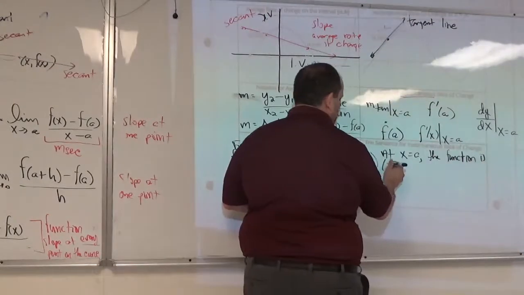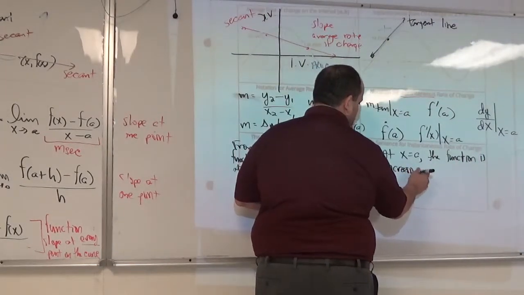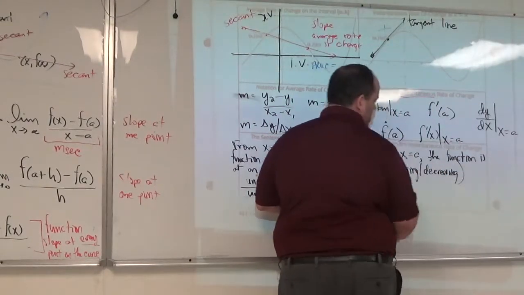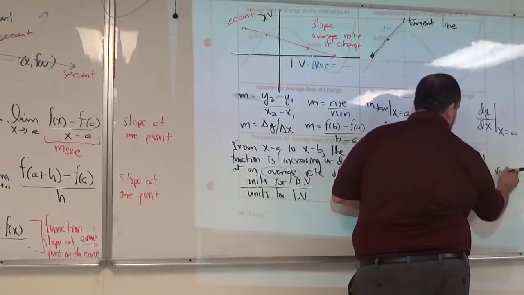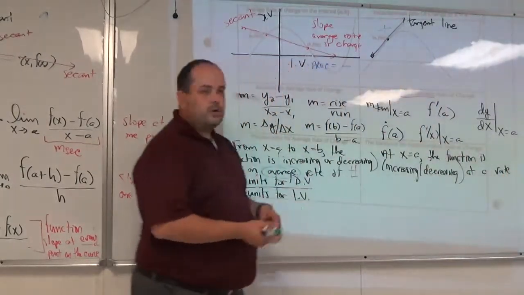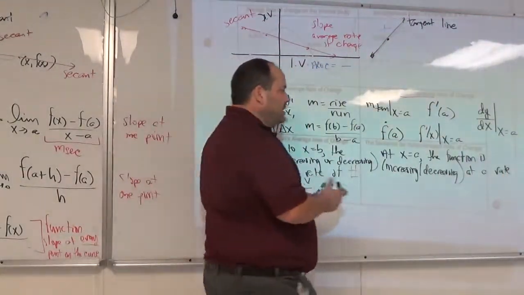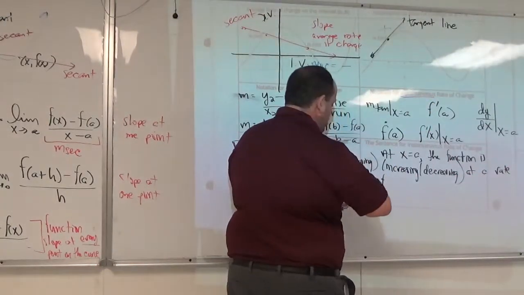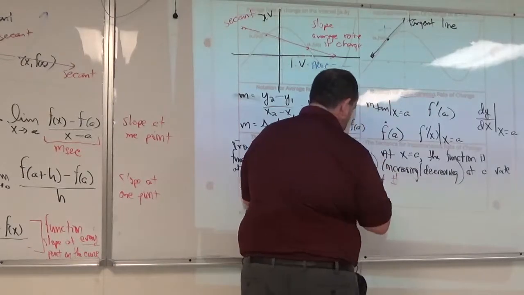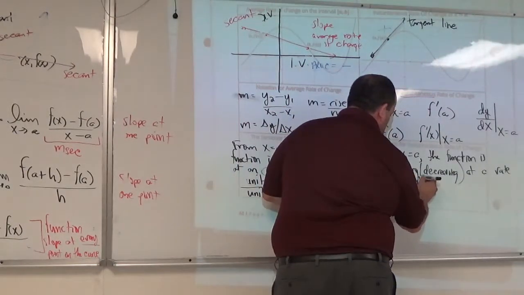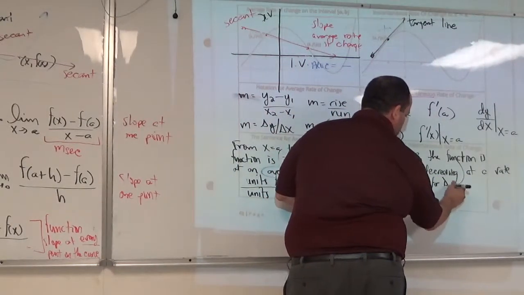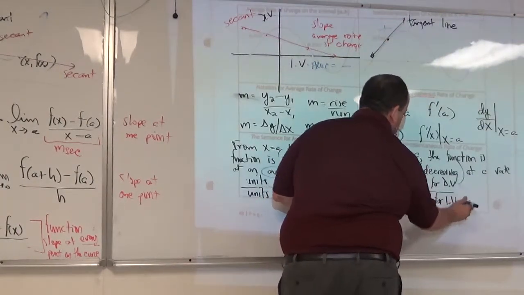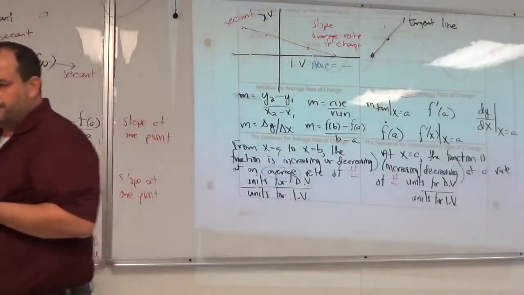The function is increasing or decreasing. Here comes another change. At a rate. Don't say average rate. We're talking about it at an instant. You could also get fancy and say at an instant rate of, you're going to give me your number, and then it's going to be the units for the dependent variable over the units for the independent variable.